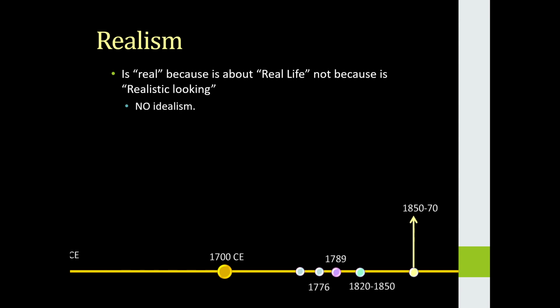So with realism, there's no idealism. You paint what you see. Nothing exotic. Nothing nostalgic, meaning the past. If you don't see the past, you're not going to paint it. You're going to paint what's going on right now. So no nostalgia.